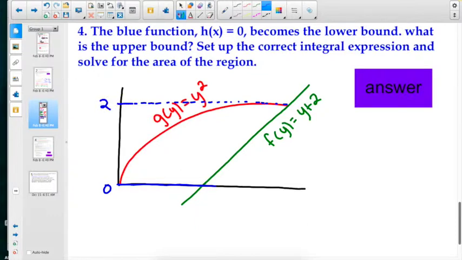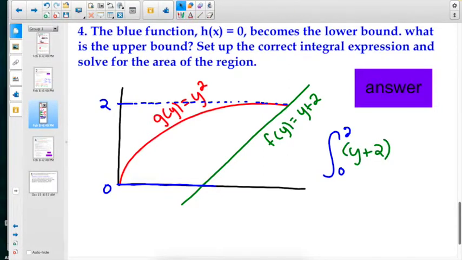So what does my integral look like? 0 to 2. Now, from 0 to 2, is this function always on the right-hand side? So it's always the bigger function. Is this function always on the left-hand side? So it's always the little function. So we can take our big function, y plus 2, and subtract our little function, y squared.